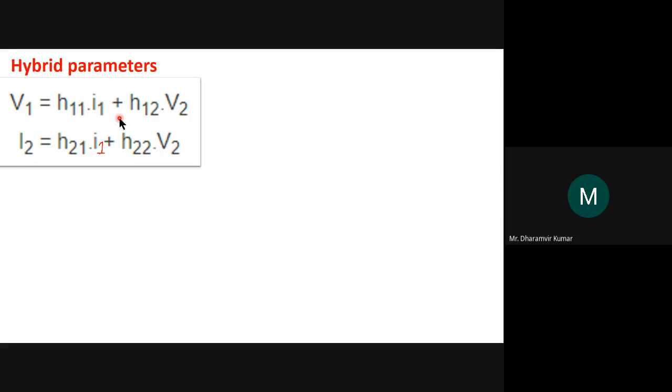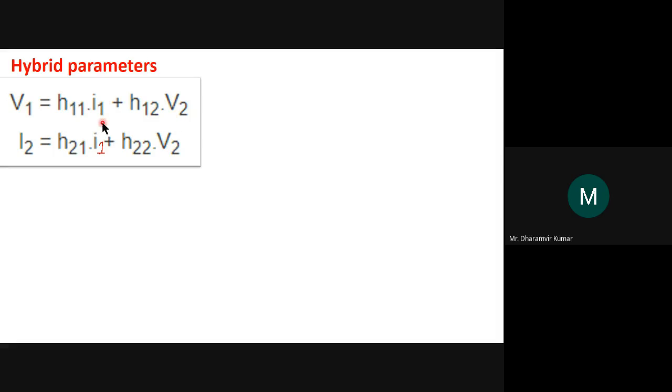Look here, v2 into h12. V2 is itself a voltage, so it indicates that the unit of h12 would be nothing. So h12 is going to be a unitless quantity, because v2 is already a voltage, so there is no need of multiplying anything else to make it a voltage.